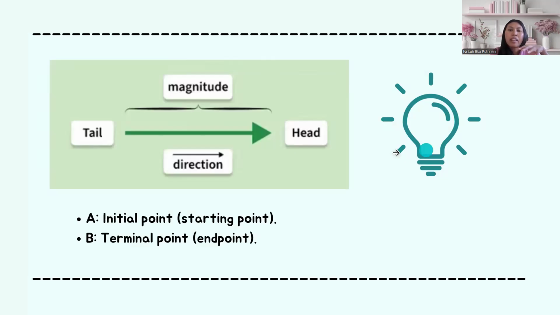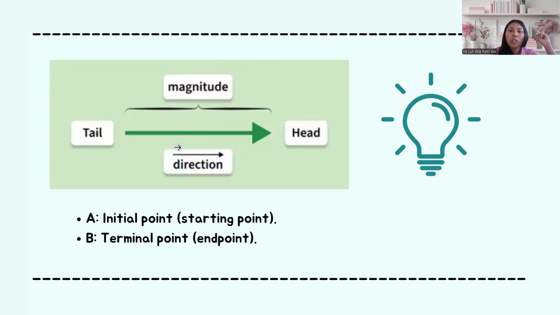Now in mathematics, vectors are fundamental objects that represent quantities with both magnitude and direction. They are widely used in various branches of mathematics, physics, engineering, computer science, and others.